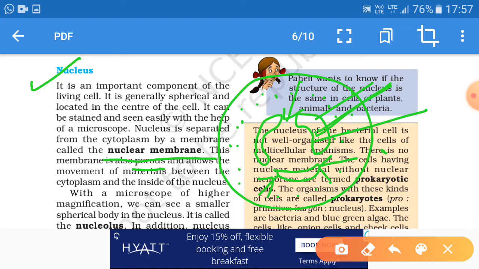Why are the pores present? So that there can be easy exchange of material from the nucleoplasm. This is cytoplasm, this is nucleoplasm. So there can be easy entry and exit of substances between cytoplasm and nucleoplasm. The jelly matrix inside the nucleus is nucleoplasm.